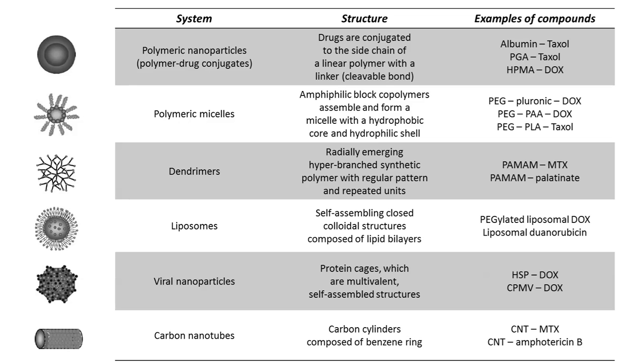Also, we have dendrimers. Dendrimers are radially emerging hyperbranched synthetic polymers with regular pattern and repeated units. You can add different types of functional groups in these dendrimers to hold on to certain hydrophobic drugs. Until a certain gradient of pH or temperature, these dendrimers can break apart and release the drugs as necessary. PAMAM is one of the big polymers used in this type of structure.